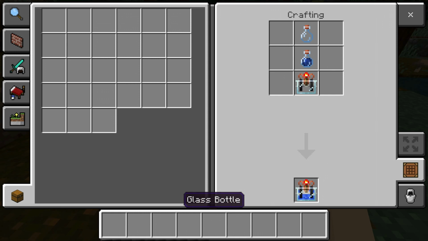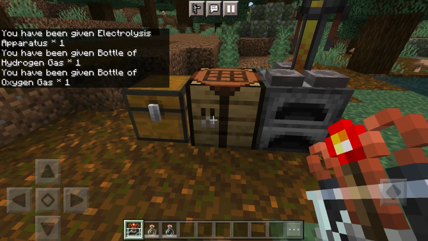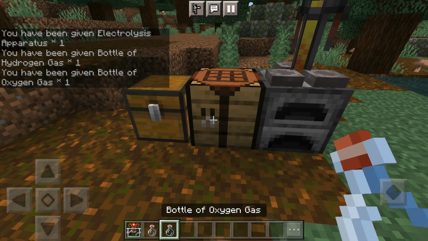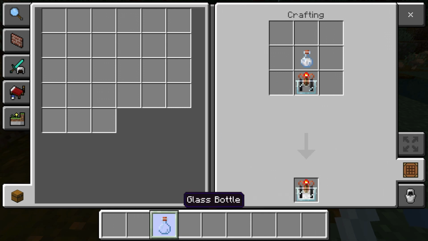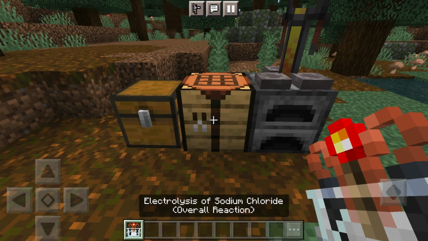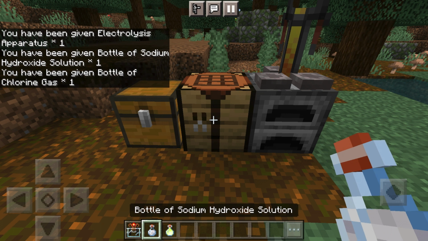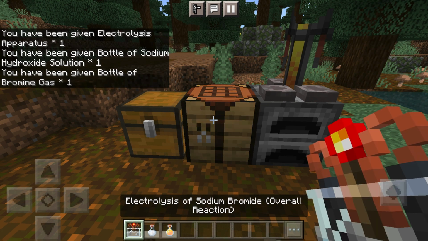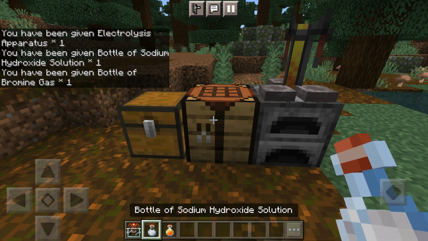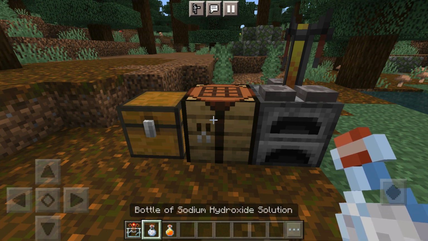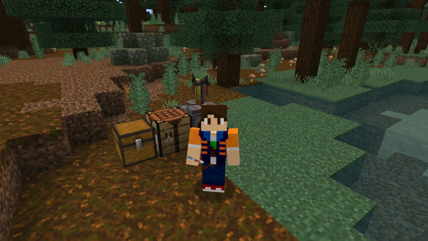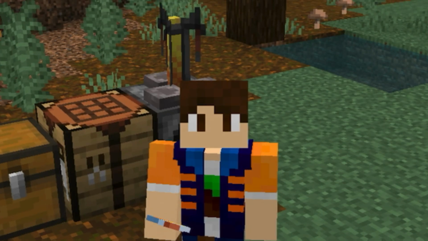See, now if you were to craft the same thing again with an empty glass bottle, you can get both hydrogen and oxygen gas. Then wait a minute, what happens if we were to do the same thing but with sodium chloride? Well, you can get both sodium hydroxide and chlorine gas. And if you were to use sodium bromide, you can still get the sodium hydroxide, but instead of chlorine gas, you get bromine gas. But Matthew, I hear you ask, where did you get the sodium bromide?